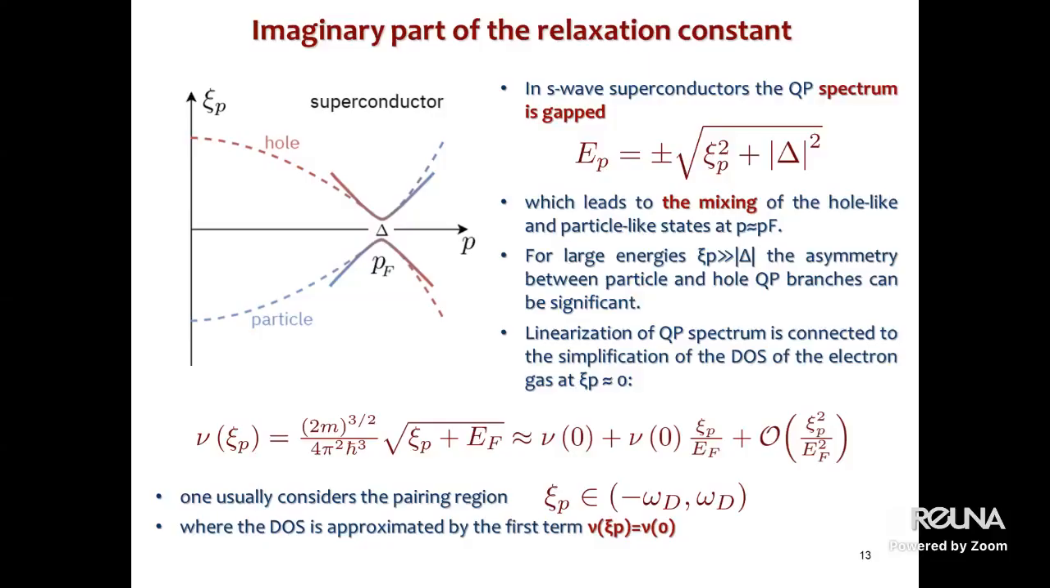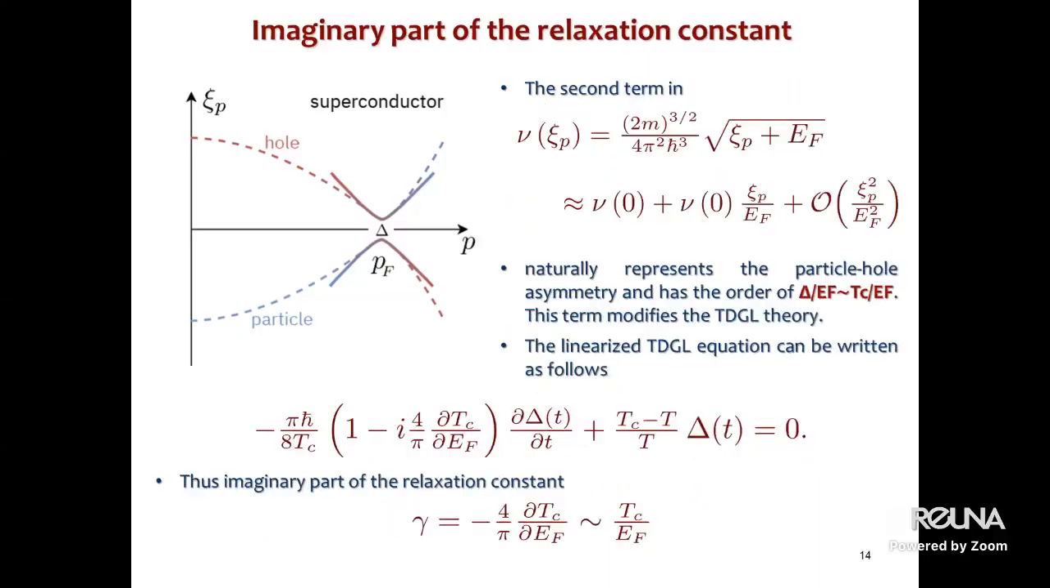Since we are interested in superconductors only, in the spectrum, in close proximity within the Debye window, if we are dealing, for example, with phonon-assisted pairing, the density of states acquires the following form: the constant term, which is the purely linear term, and the correction. Also, there are other corrections, but we will retain only the first one. The second term is usually neglected, but exactly the second term introduces the asymmetry in the spectrum. It naturally represents the particle-hole asymmetry, and it has the order of delta divided by the Fermi energy.